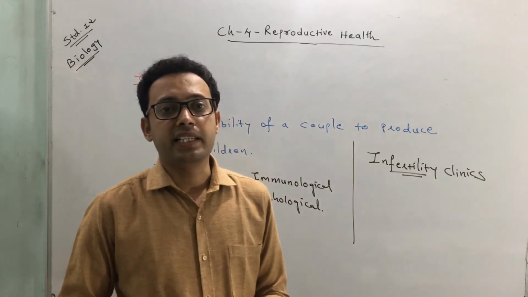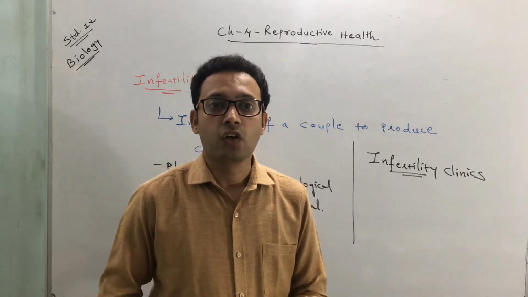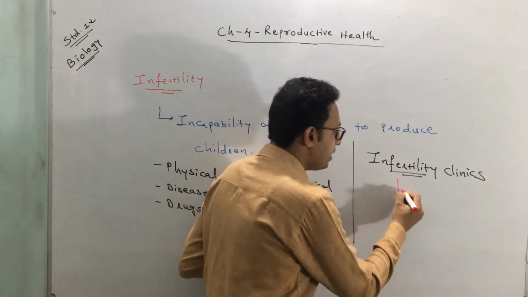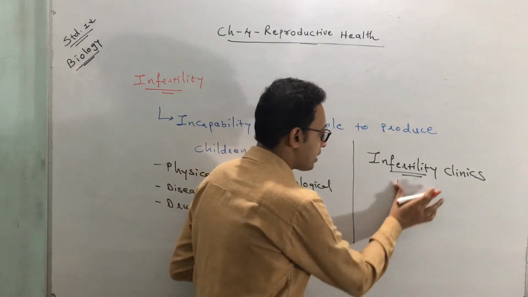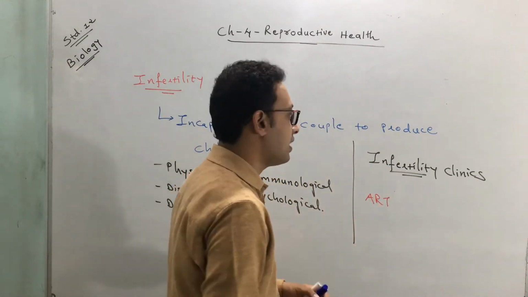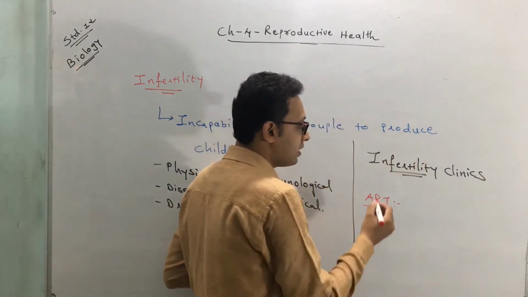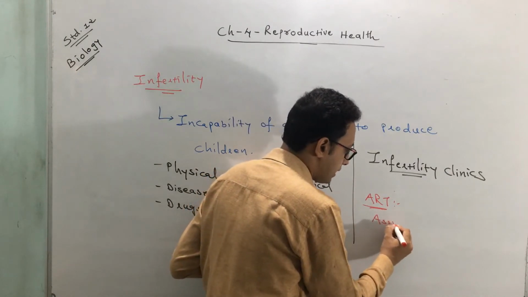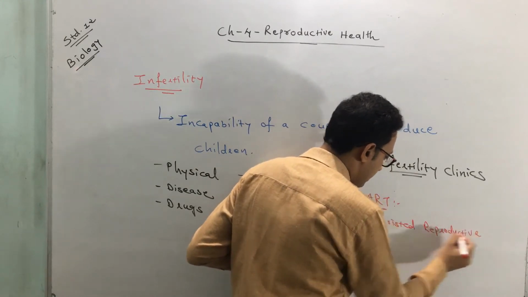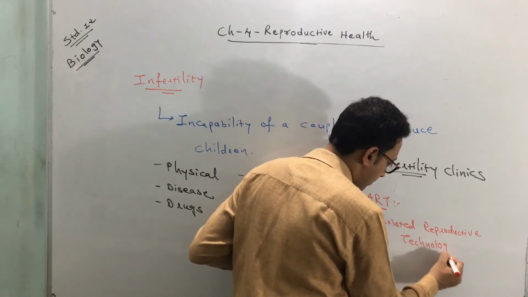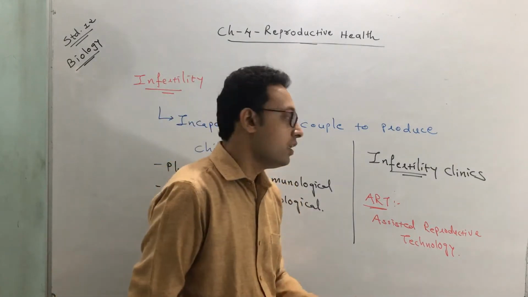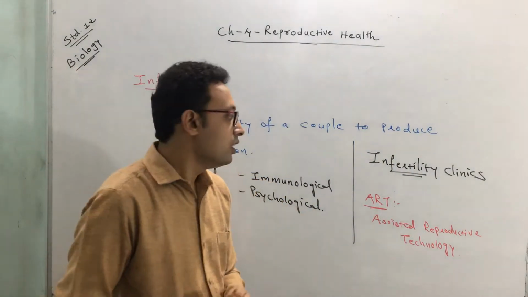Okay, but in certain cases the corrective measure does not guarantee or does not fulfill the requirement of children. So in those cases we have to go for certain newer techniques. Okay, and these techniques are called ART. So those cases which cannot be corrected by infertility clinics have to be provided with different techniques. This is called ART, where A means assisted, R means reproductive, T means technology. Okay, what is ART? Assisted reproductive technology. So these are newer technologies which help a couple to have children.